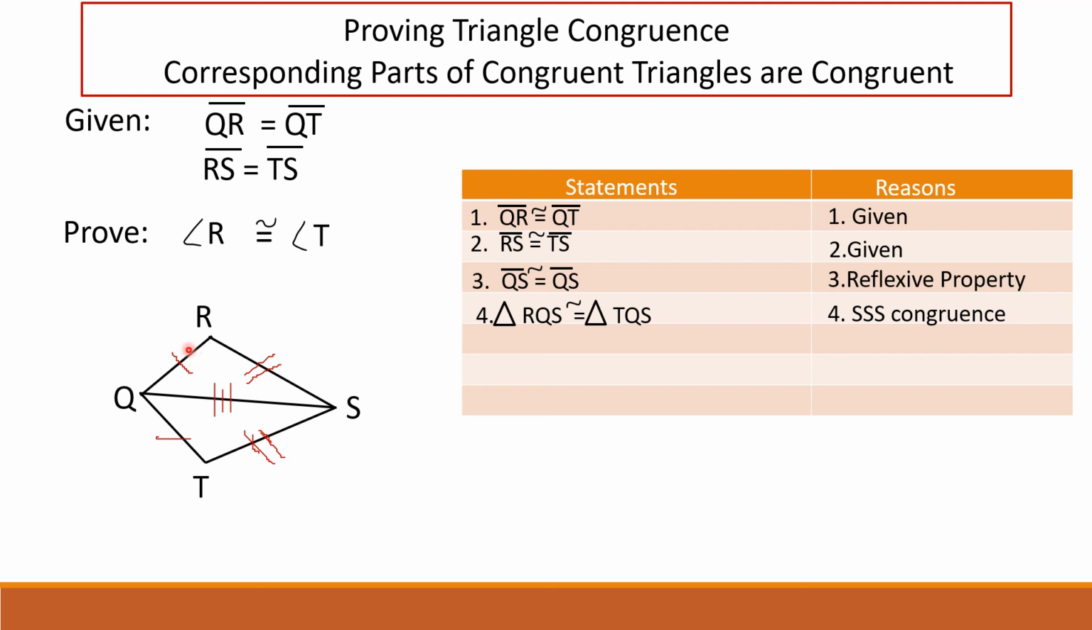And that part is angle R and angle T. So now we can say in our statement number 5 that angle R is congruent to angle T. The reason there is corresponding parts of congruent triangles are congruent, or CPCTC. Not only angle R and angle T are congruent, actually, angle RQS and angle TQS are also congruent. So that's how you prove that the corresponding parts of congruent triangles are congruent. You need to prove first that the two triangles are congruent.